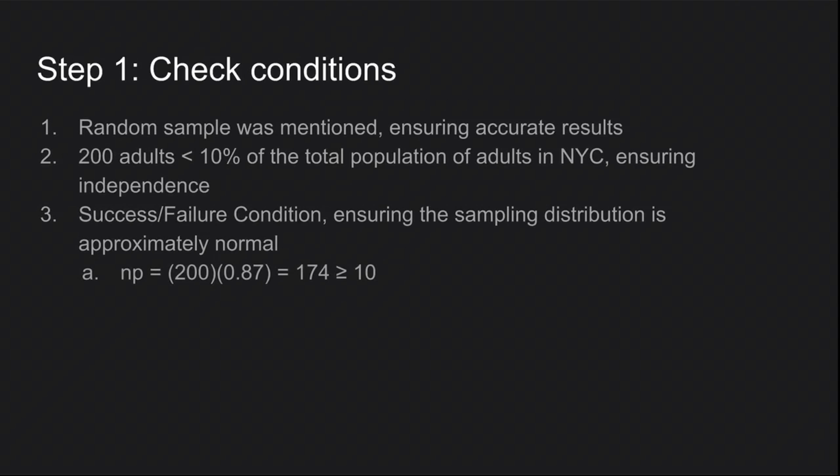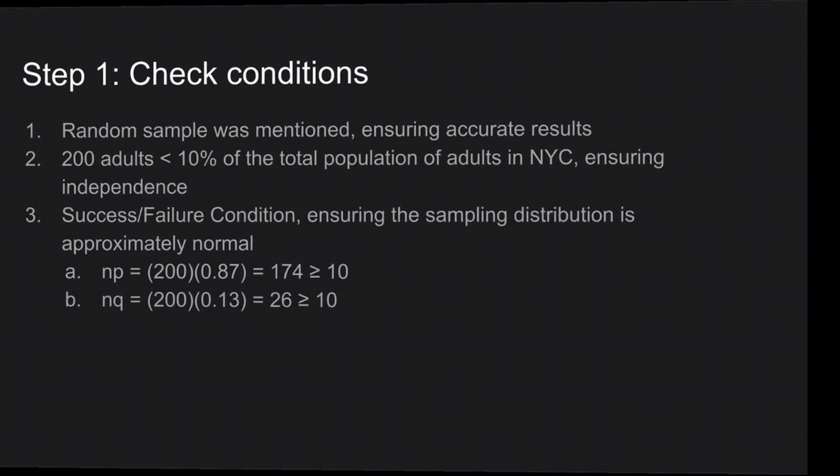So n is the sample size and p is the probability of success. So 200, which was mentioned before as the sample size, and the probability of success, 0.87, was also mentioned before. So 200 times 0.87 is 174, and that is above 10, so that's satisfied. And then the second part is nq, which is sample size times the probability of failure. To find that, you just do 1 minus p, which is 1 minus 0.87, and that is 0.13. So 200 times 0.13 is 26, and that's also above 10. So all three of these conditions are satisfied and met.